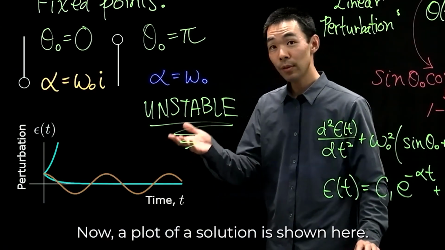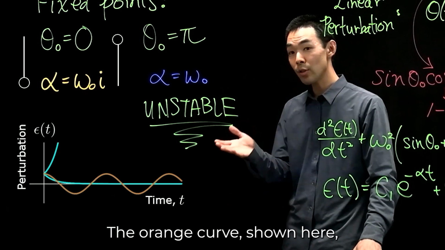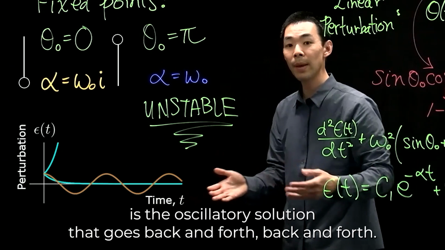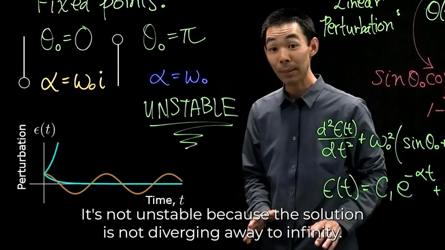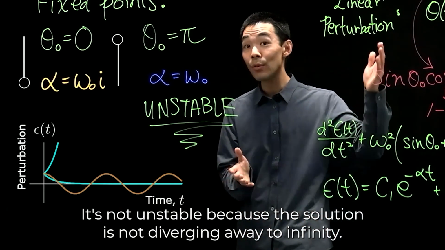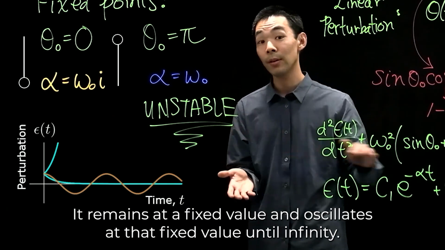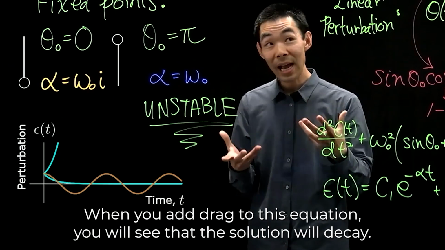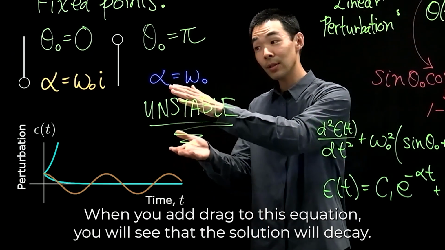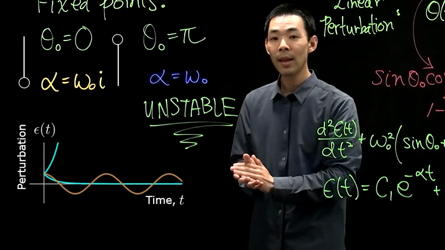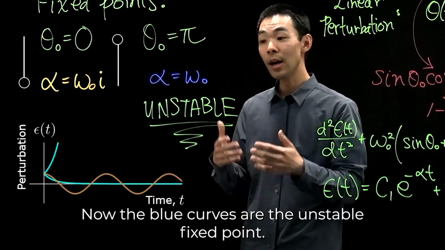Now, a plot of the solution is shown here. The orange curve, shown here, is the oscillatory solution that goes back and forth, back and forth. It's not unstable because the solution is not diverging away to infinity. It remains at a fixed value and oscillates at that fixed value until infinity. When you add drag to this equation, you will see that the solution will decay, so it is a proper stable solution. Now the blue curves are the unstable fixed point.